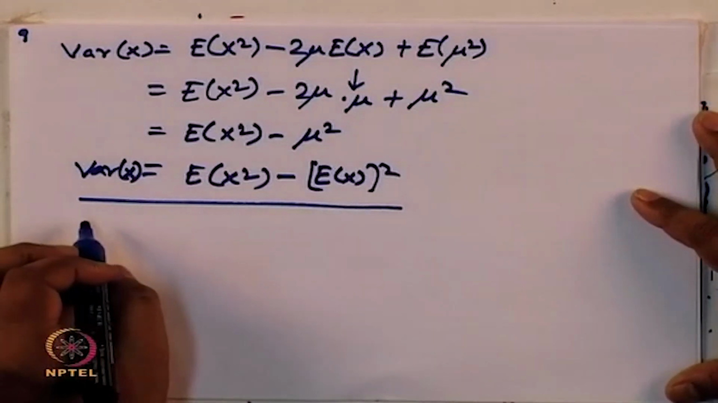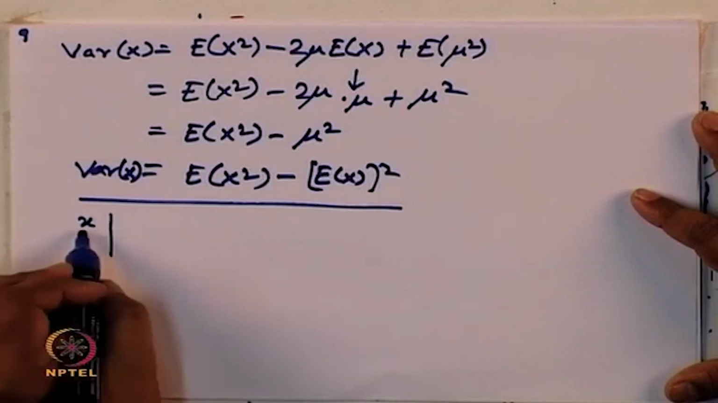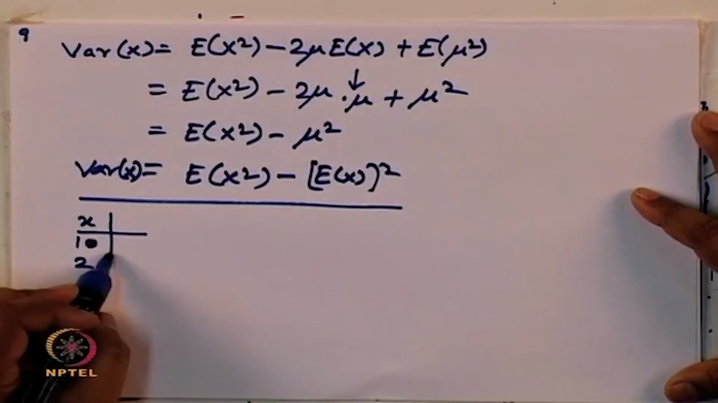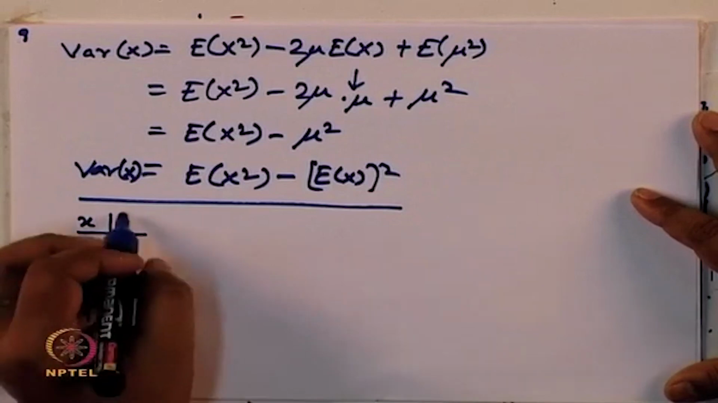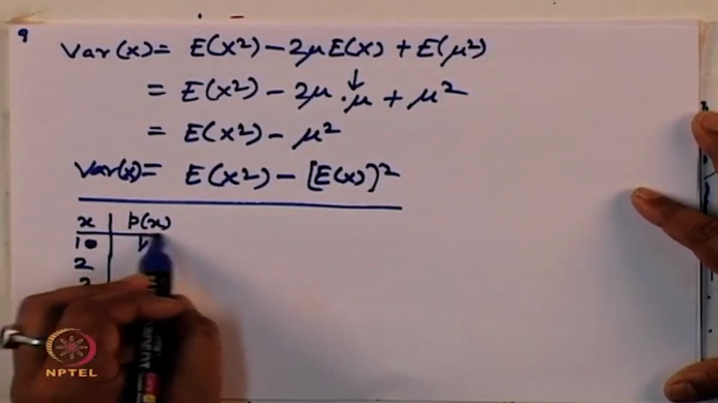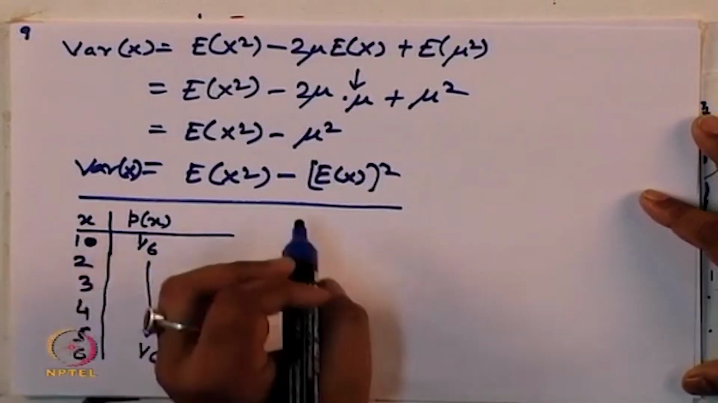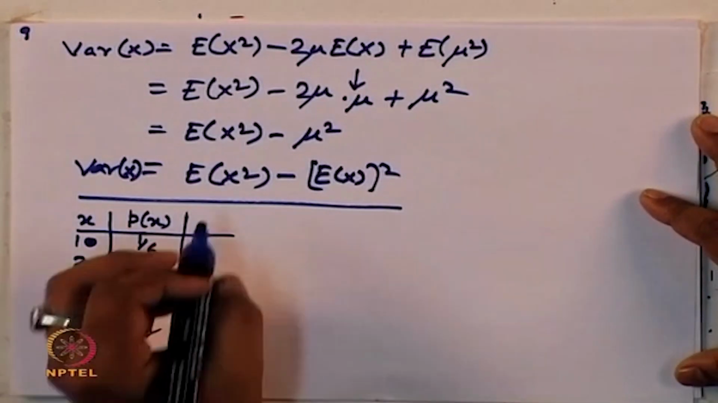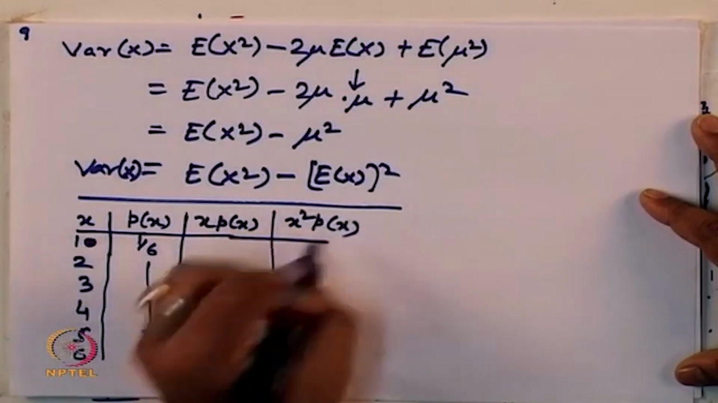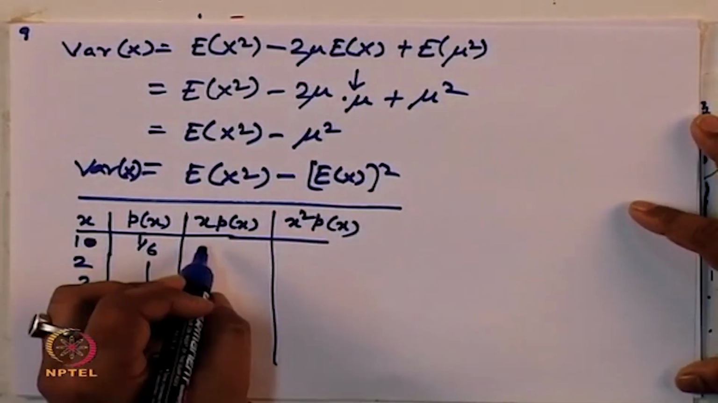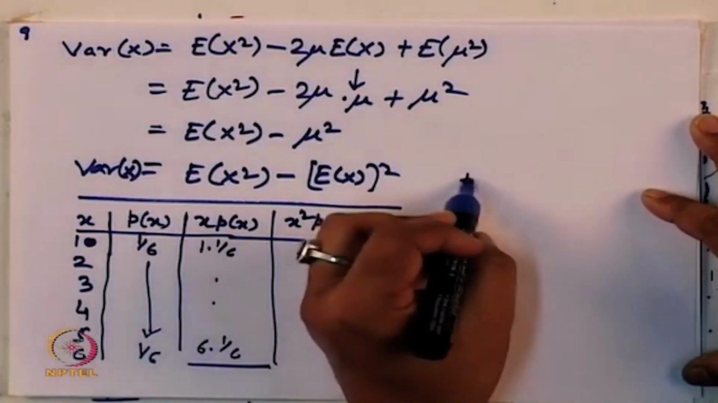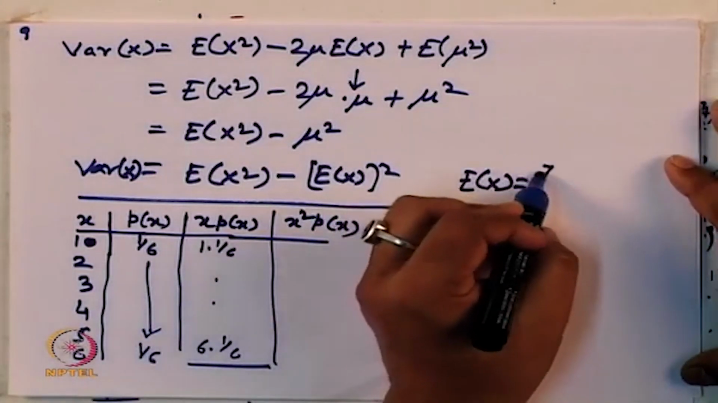Let us say for the die roll you have x values of 1, 2, 3, 4, 5 and 6, and you have probability all of 1 by 6. So, what is my variance? For calculating it, we need expectation of x, which is the sum of x p(x), and expectation of x square, the sum of x square p(x). We had already calculated expectation of x before, and it turned out to be 7 by 2.